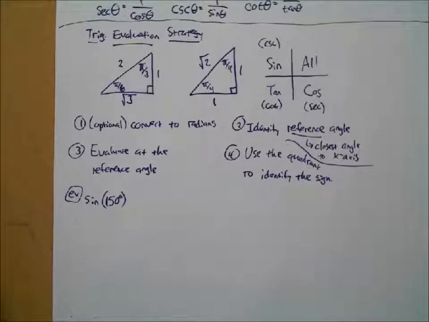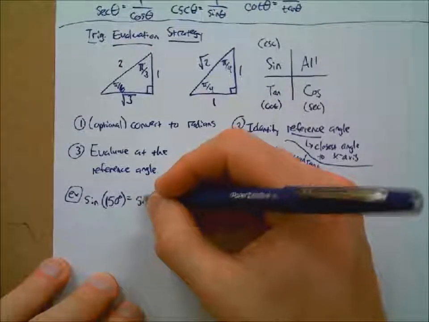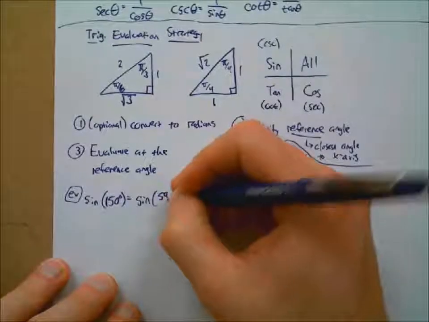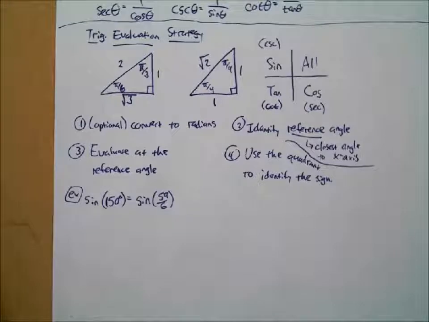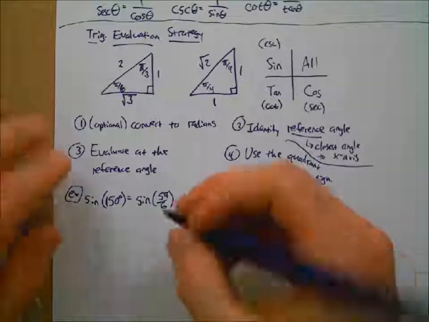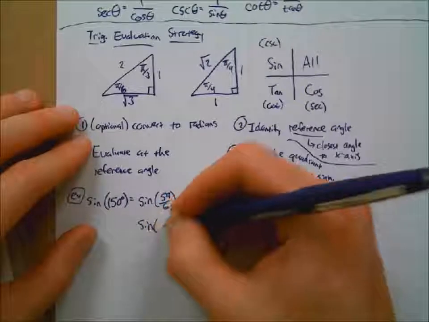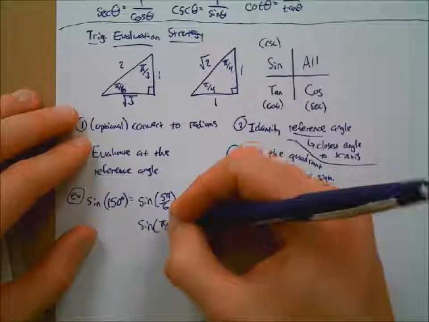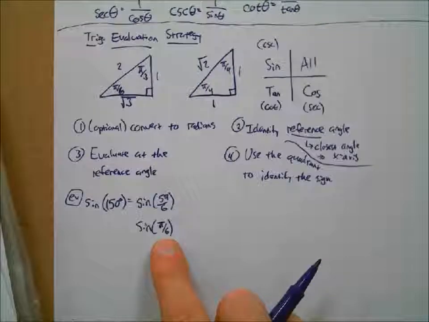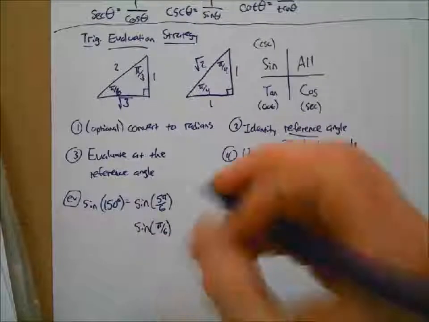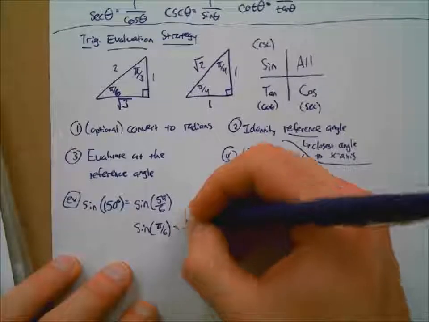What is this in radians? 5 pi over 6. Therefore, what is the reference angle? Pi over 6, or 30 degrees. Either way you want to think about it there. What is the sine of pi over 6? It is going to be not root 3 over 2. It's 1 over 2.